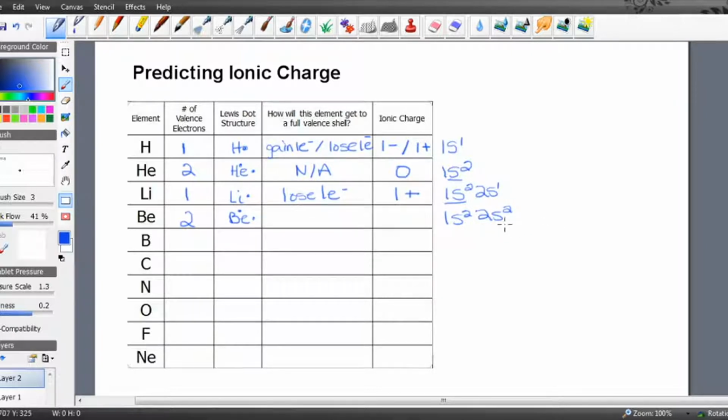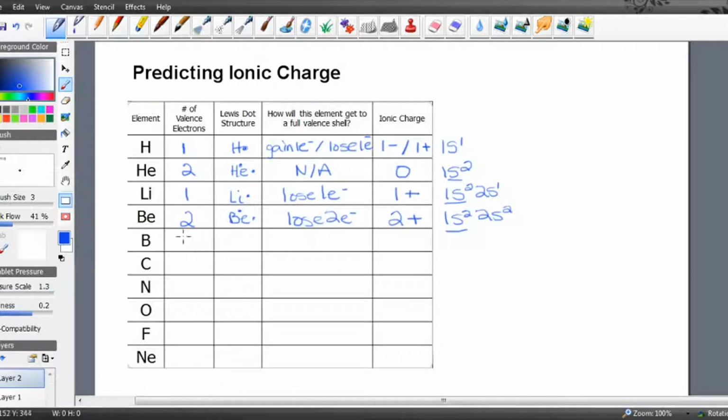So looking at our electron configurations, are we going to lose those 2 to get to a full valence shell like helium, or are we going to gain 6 more? That's right. Losing 2 electrons is easier than gaining 6. So we lose those 2 and we get a 2+ charge.